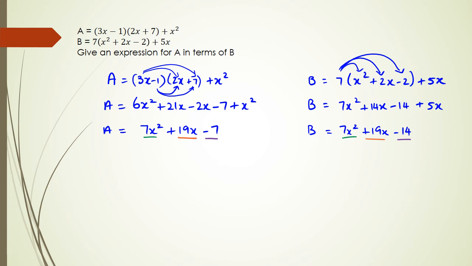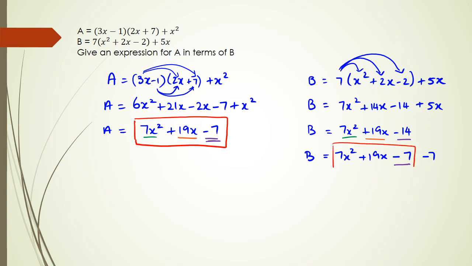So what I could do is rewrite b like this. I could write it as 7x squared plus 19x, and now minus 14, I can split up into minus 7 and minus 7. The reason I'm splitting it up is because then the minus 7 here will be the same as in a. So you could say that this entire red box right here, which equals a, is right here as part of b.